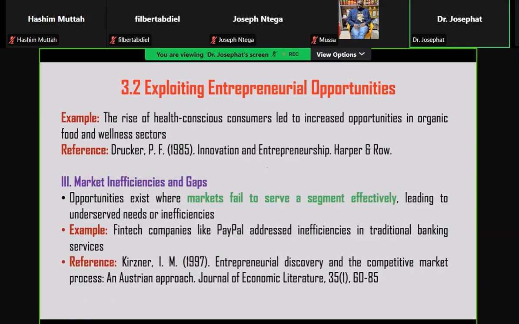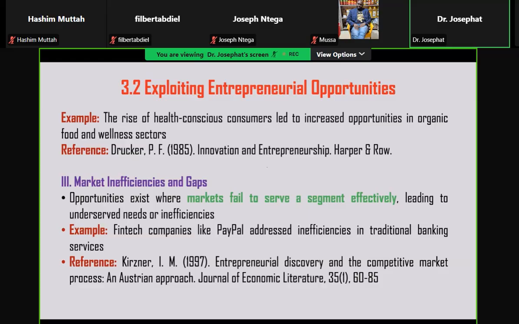Mkiangalia kwa example, the rise of health-conscious consumers leads to increased opportunity in organic foods and the wellness sector. So we talk about market inefficiency and gaps. Opportunity exists where the market fails to serve a segment effectively, leading to underserved needs or inefficiency. Example, fintech companies like PayPal address inefficiency in traditional banking services.